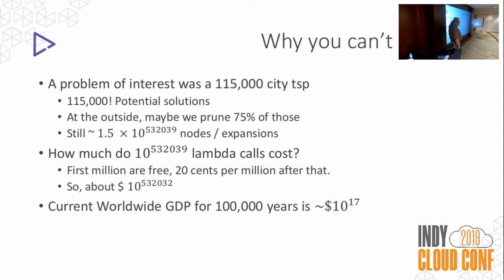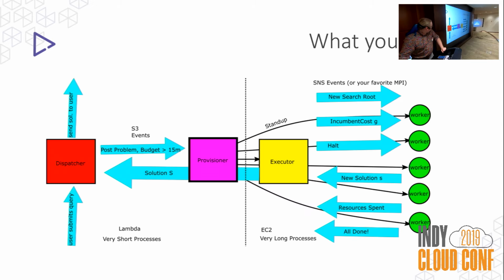Well, how much would 10 to the 500,000 Lambda calls cost? More than the GDP of Earth for the next 1,000 years, or 10,000 years, or 100,000 years. It's an impractical number of function calls to make. So instead of turning every expansion in a search algorithm into a Lambda, we'll do something a little more restrained. We'll have something that tells a master about a new problem.